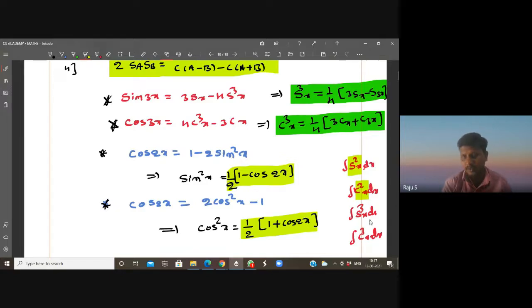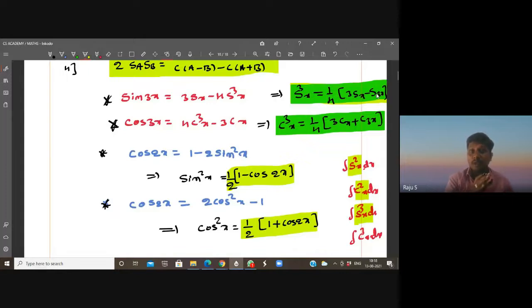In the same way, integral sine cube x, we don't know sine cube. Just you have to replace this value: 1 by 4 times 3 sine x minus sine 3x. Integral of sine x is minus cos x. Integral of sine 3x is minus cos 3x by 3. So these we all know.